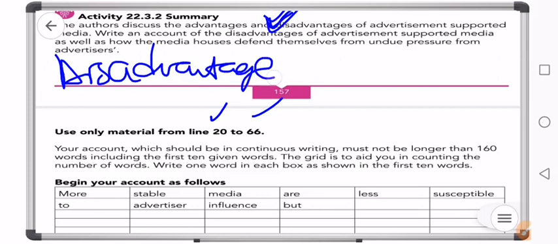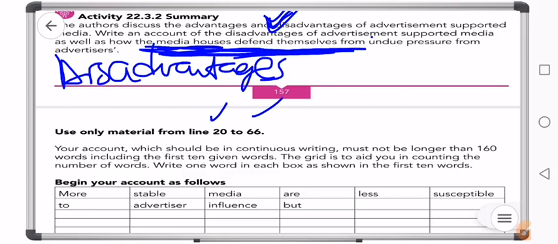Disadvantages, of what? Of advertisement supported media. As well as how the media houses defend themselves from undue pressure from advertising. So after identifying the disadvantages of advertisement supported media, then you look for solutions, how the media houses defend themselves. This is another keyword: how media houses defend themselves.